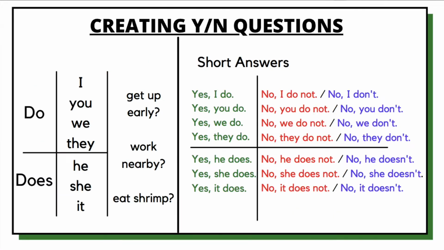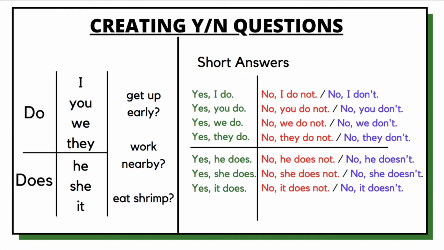Now let's create yes or no questions in the present simple tense. We can have do followed by I, you, we, they and a base verb, or does followed by he, she, it followed by a base verb. For example, we could say, do they get up early? And some answers may be, yes they do, or no they don't.